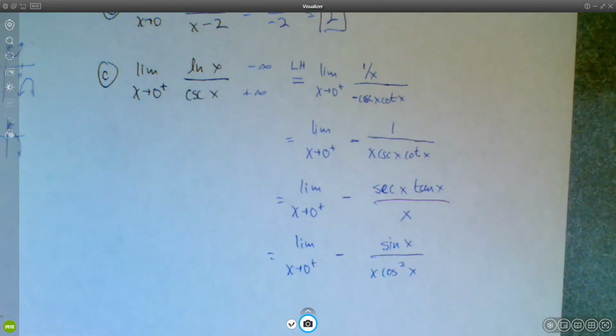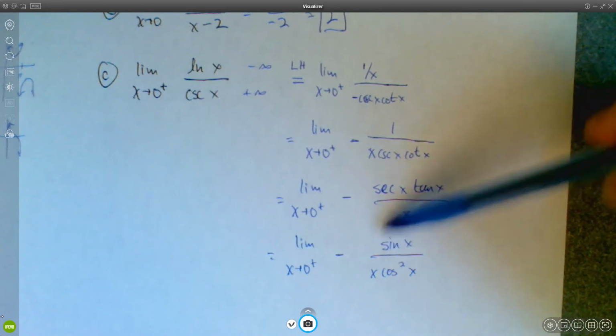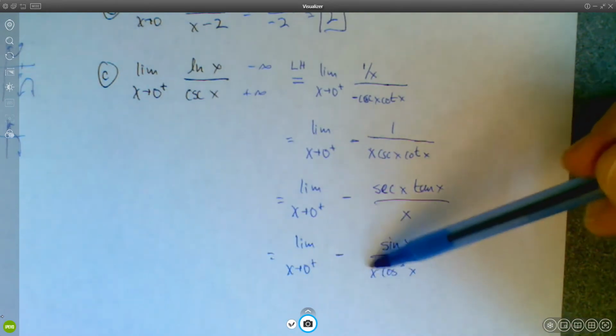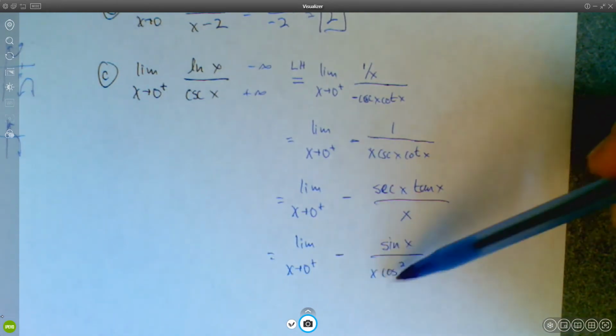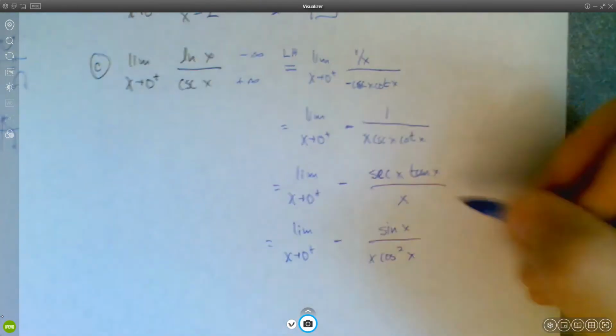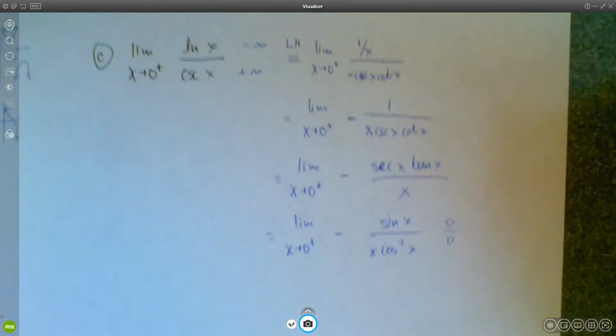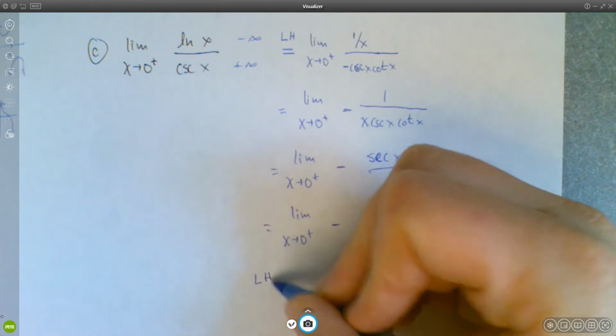I think I'm spinning my wheels. I think I'm going in circles, and so it might be best to go ahead and just apply L'Hopital's rule again. Right, because if I plug in 0, I get sine of 0 is 0. Down here I get 0 times cosine of 0 is 1, so I get 0 over 0. So this is indeterminate of type 0 over 0. You know, I'm going to go ahead and apply L'Hopital's rule.